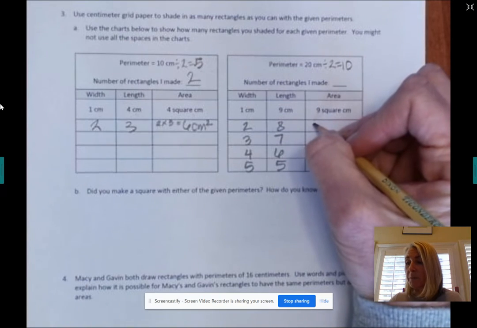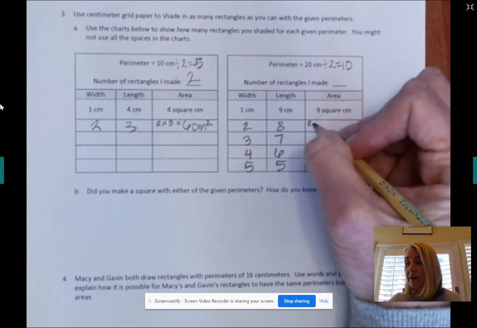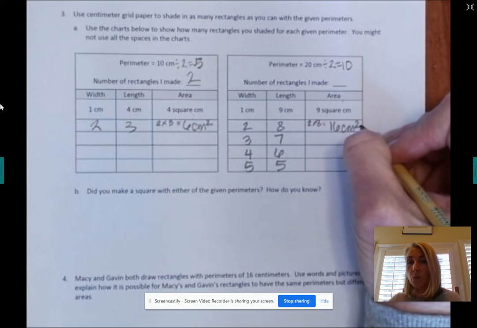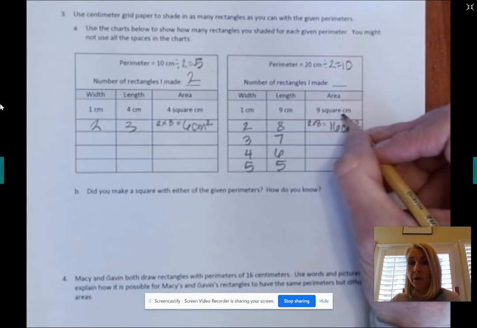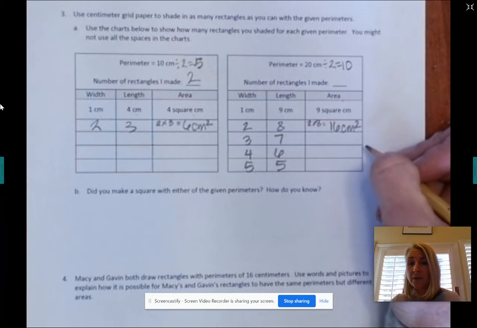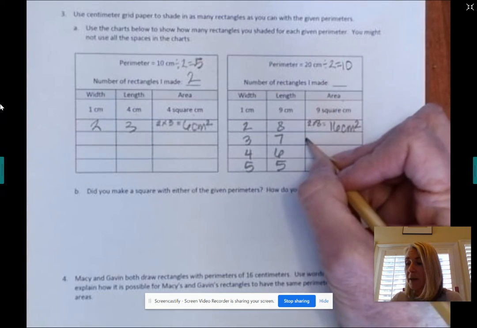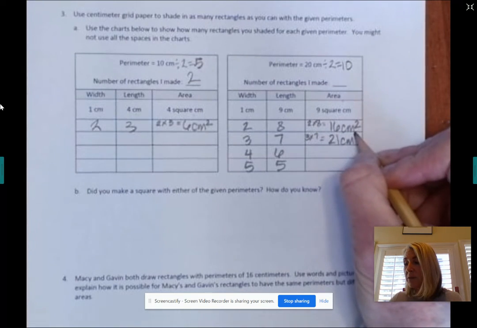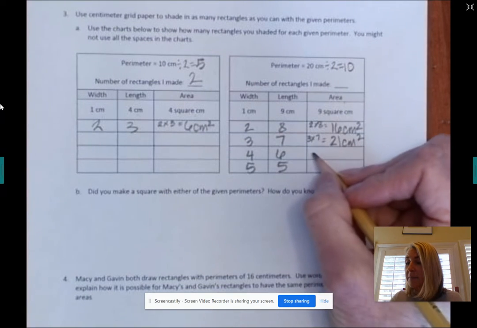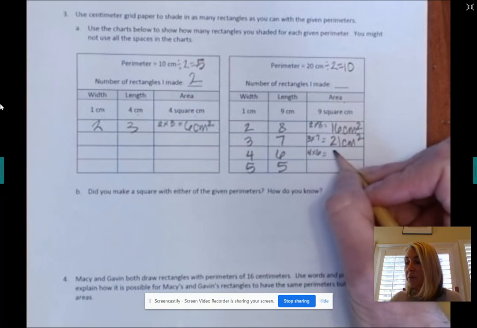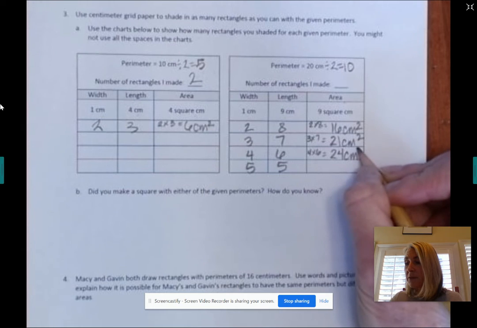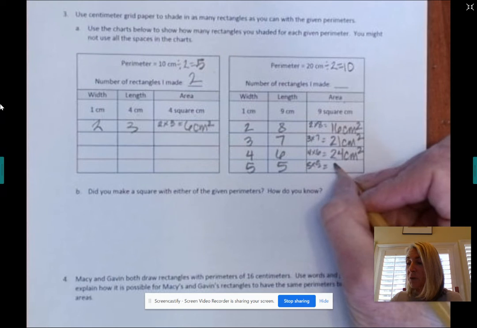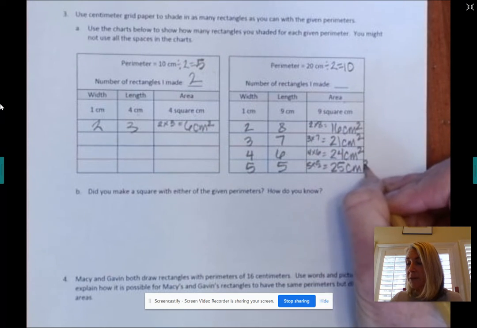Now here, we're multiplying because it's area. 2 times 8 equals 16 centimeters squared. Put that square there, or the word, because this is area and that unit of measurement shifts, right? 3 times 7 equals 21 centimeters squared. 4 times 6 equals 24 centimeters squared. And 5 times 5 equals 25 centimeters squared.